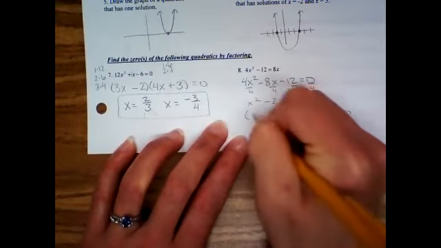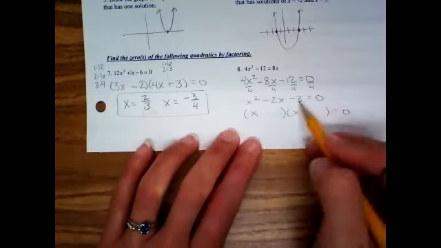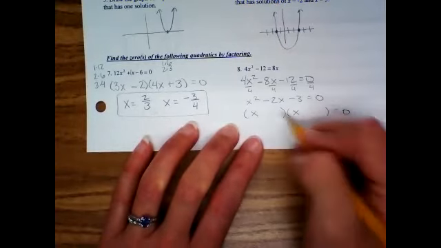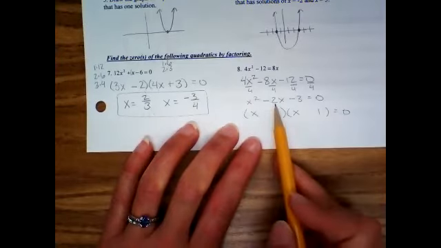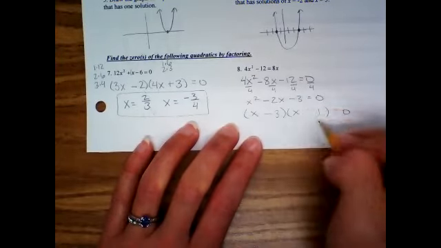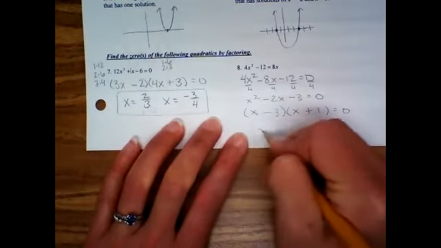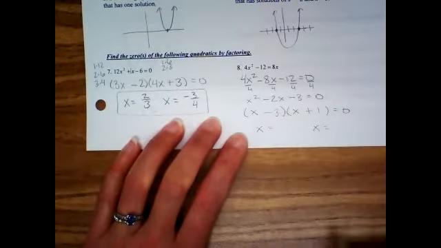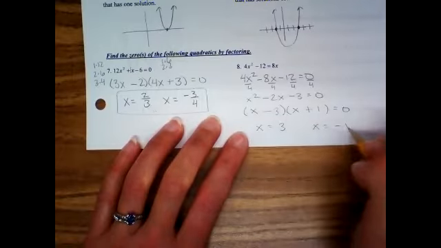X squared is just going to be x times x. 3 is going to be what? 3 and 1. And to get a negative 2x in the middle, negative 3, positive 1. And so again, don't forget to get your answers. You would set each of those equal to 0. So you would get 3 and negative 1.